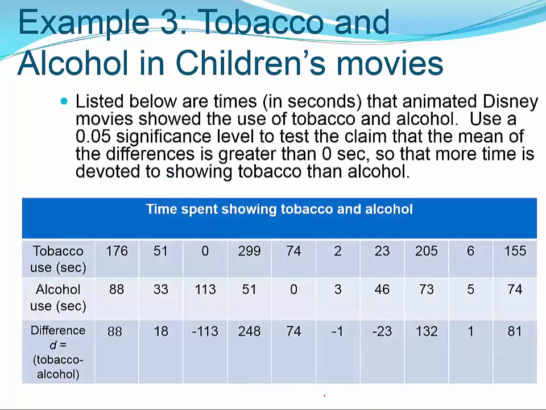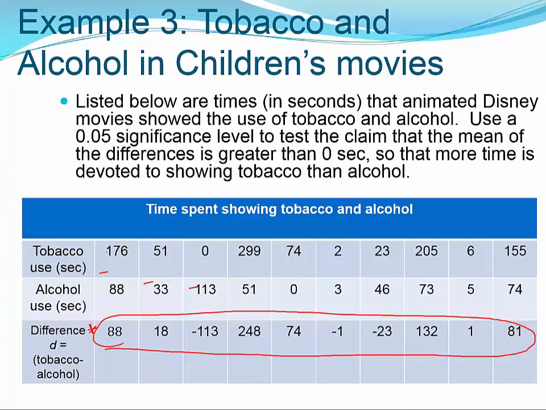So here's our data. And on your notes, if you printed the blank notes, you're going to have to fill in the differences. So you're going to be doing 176 take away 88, 51 minus 33, 0 minus 113, and that's how we get all of these differences here. This is what you want to type into your calculator, into your list or your data button to calculate the mean and standard deviations.